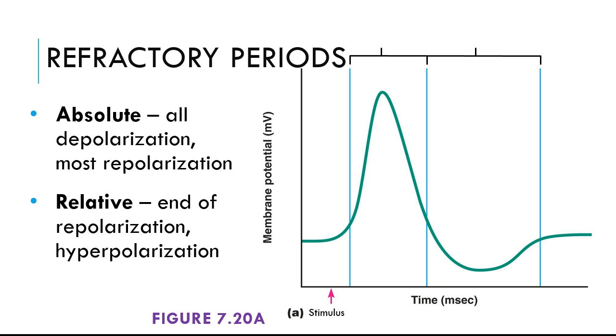If you turn to figure 7.20a, it discusses these things called refractory periods. This term, refractory period, is not exclusive to the nervous system. You can use this term in the cardiovascular system. You could use it in the reproductive system.